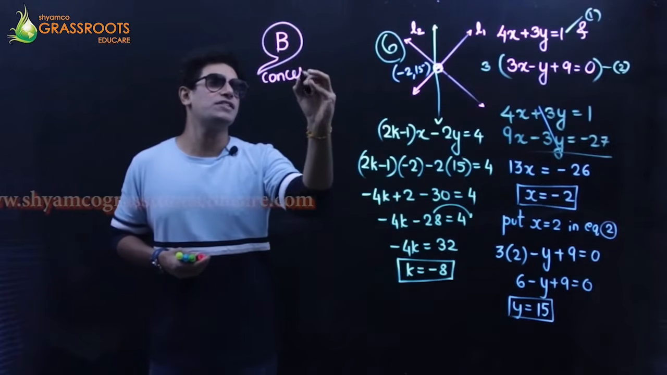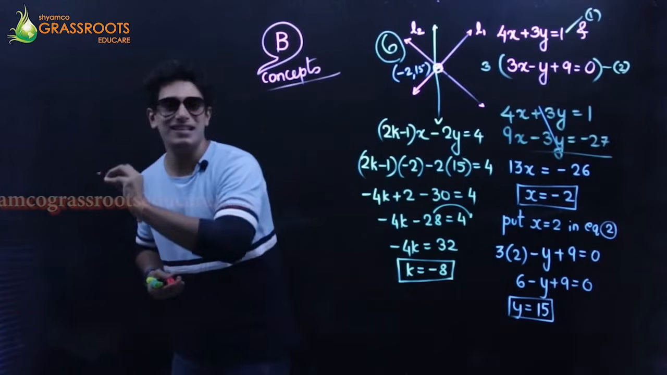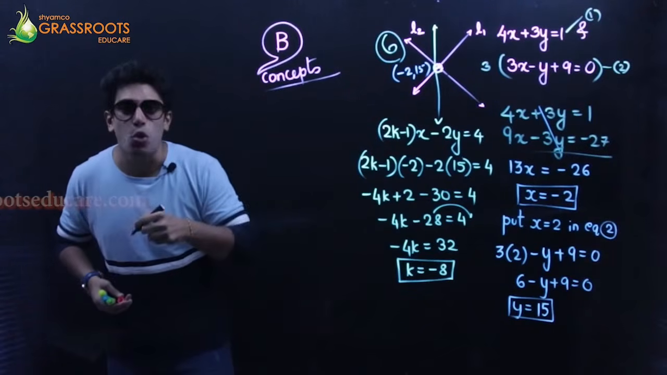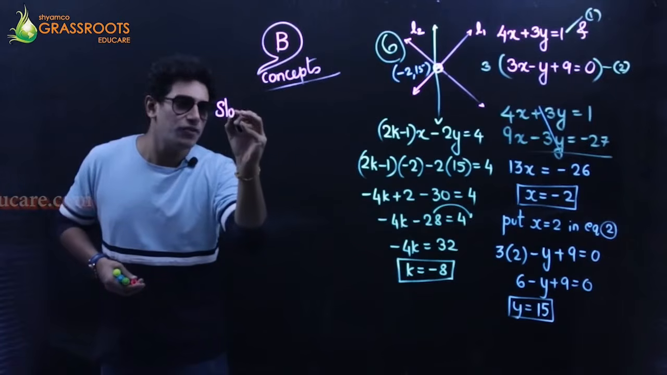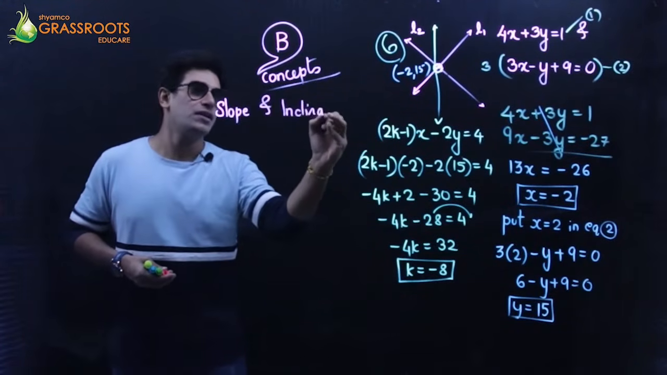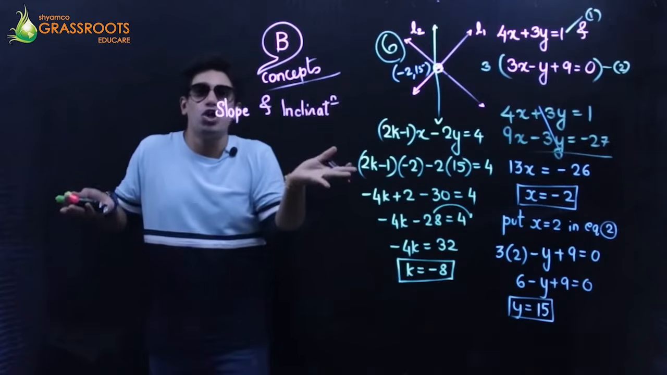So starting with the concepts of the B exercise, let's start. First concept, it's about the slope. Now there are a few words like slope and inclination. Now what do you mean by these words?